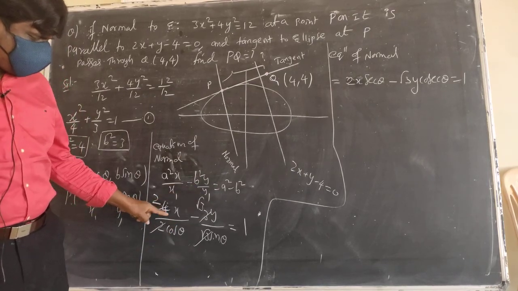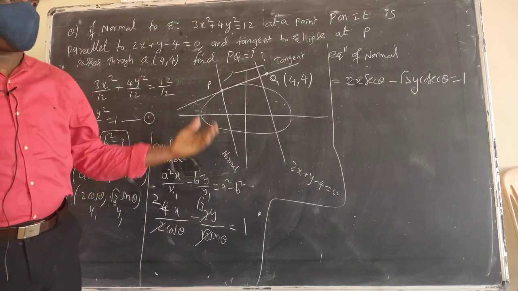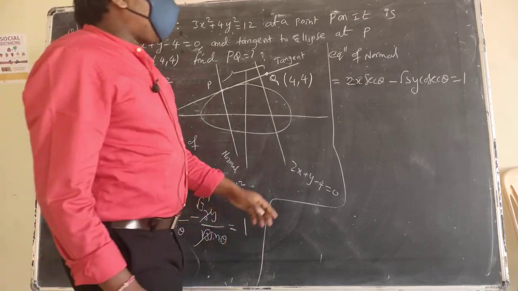The 2 cancels, 2x by cos theta means sec theta. Cos theta is taken up, so sec theta it becomes. Sin theta taken up, cosec theta it becomes. And you got this equation.